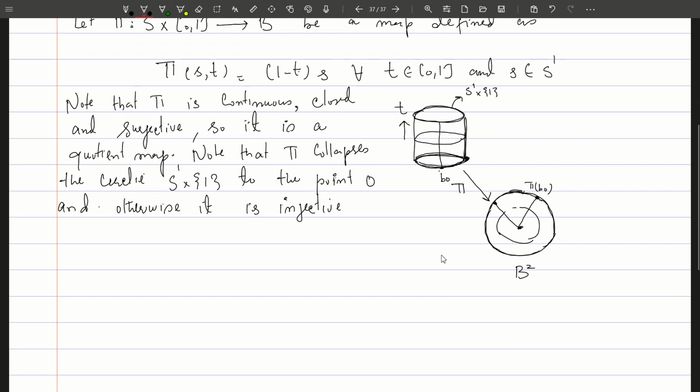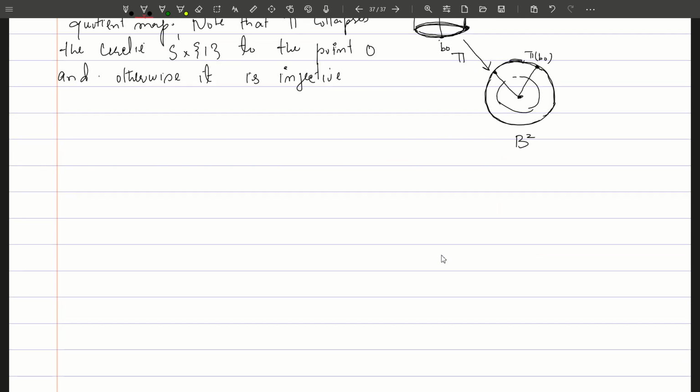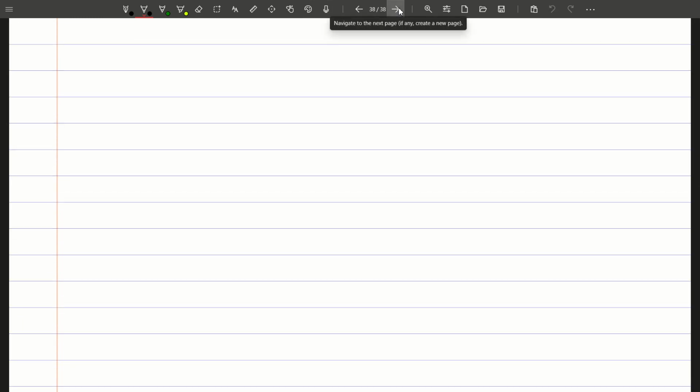Now we will use a result from quotient topology. So let us write this down over here. The result goes like this. Suppose we have a space X, and let P be a quotient map from X to Y. So this P is given to be a quotient map.